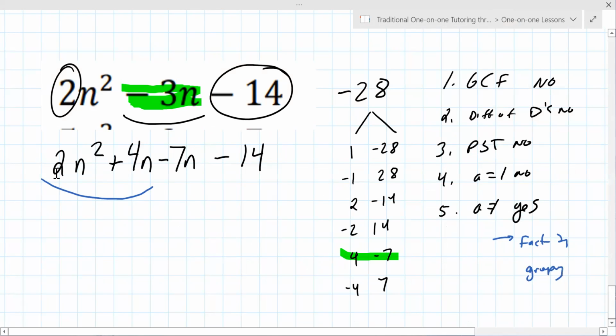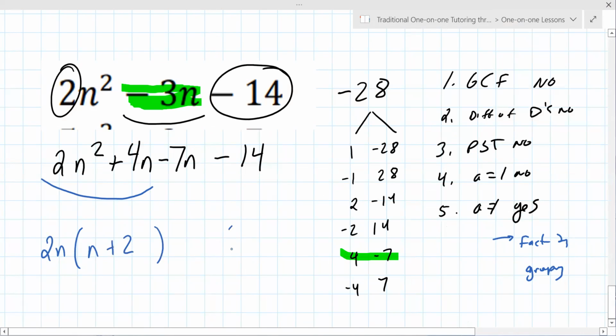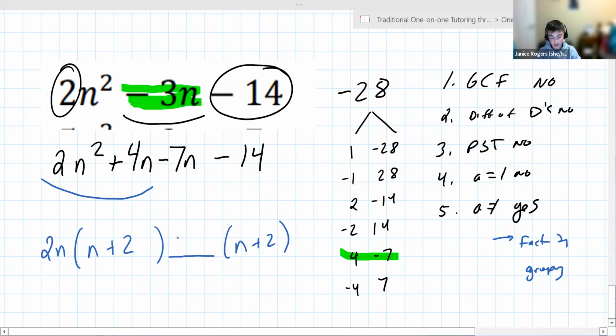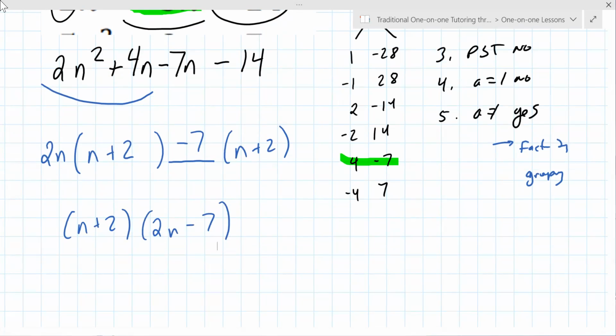So now, what's common between 2n squared and 4n? 2n. Good. What goes in parentheses? n plus 2. So you immediately write that over here, and you got to figure out what goes in here such that when you multiply in, you get back to the previous line. I would look at the constant. What do you multiply 2 by to get back to -14? -7. That works with the n. Okay, and then we've got it. So it's n plus 2 times 2n minus 7.